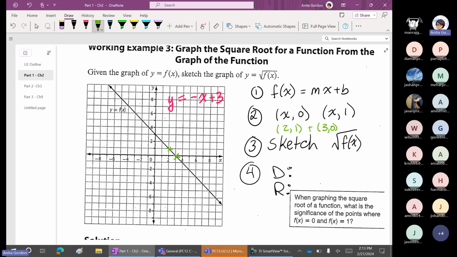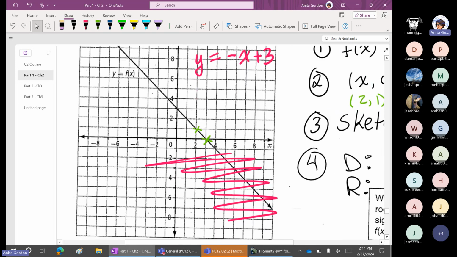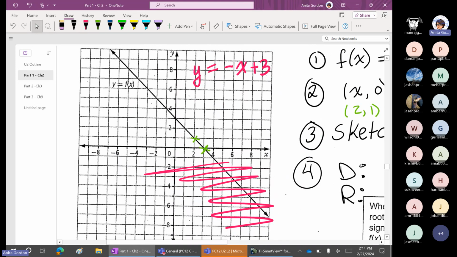What part of the graph am I going to cross out that I'm not going to use? Think back to when we did the parabola. What part of the graph do we cross out? The negative what? Where the y's are negative. So everything below the x-axis I cannot use. Now, between the intersection points, my new graph is higher. After the intersection points, my new graph is lower.